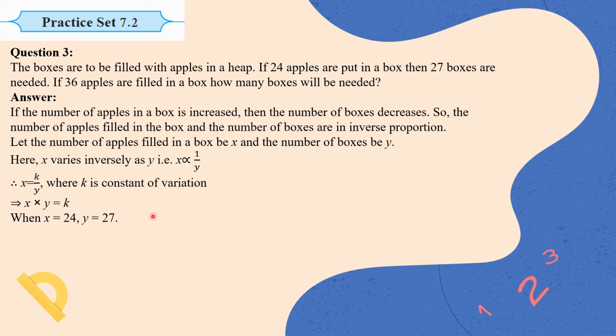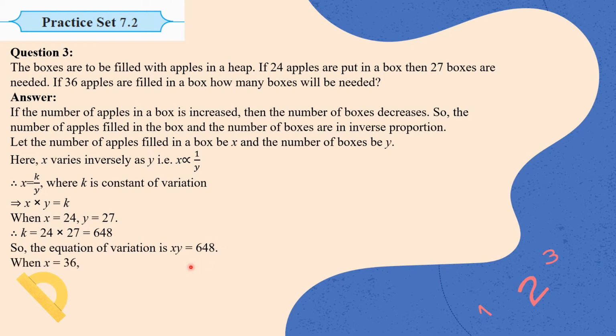Understand the meaning of this. I'll repeat it. It is said, if 24 apples are put in one box, then we'll require 27 such boxes. So when x is 24, y is 27. Using these values of x and y, we'll find the value of k. So k is equal to 24 into 27, which is 648. So the constant of variation k is 648. We'll substitute this in our equation of variation. So xy is equal to 648.